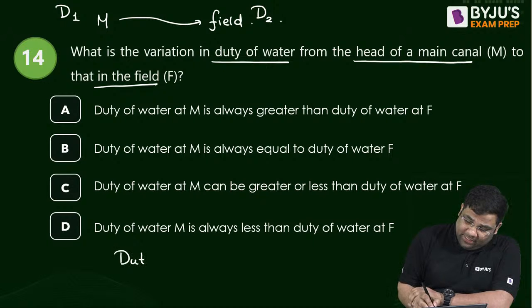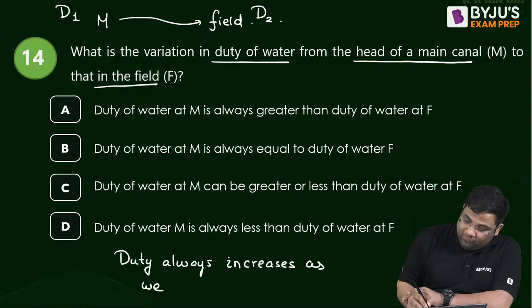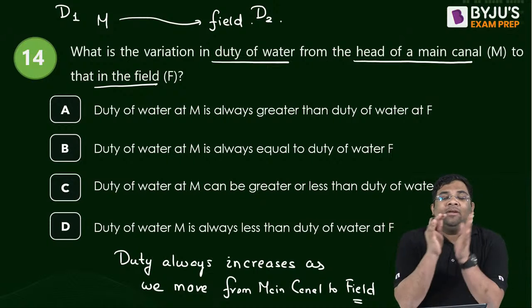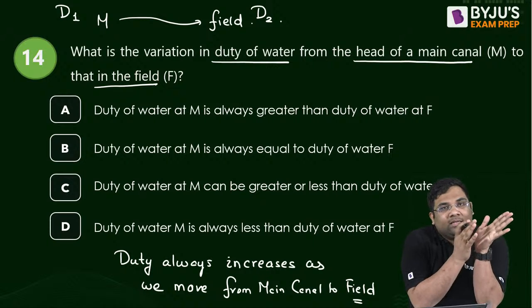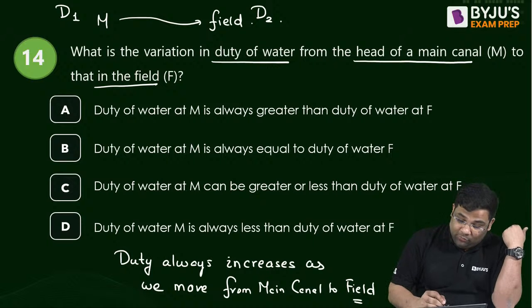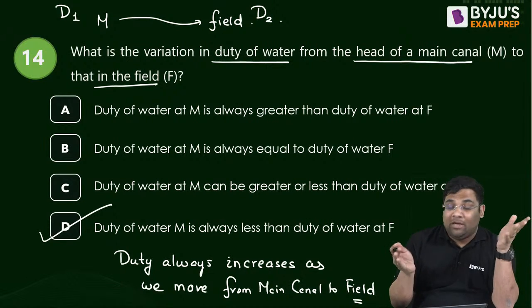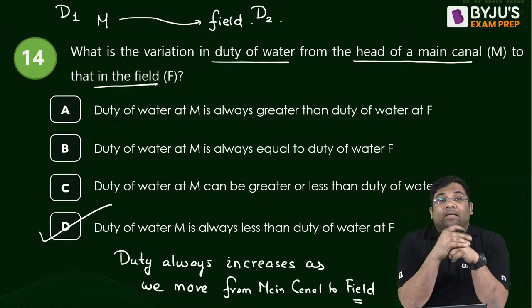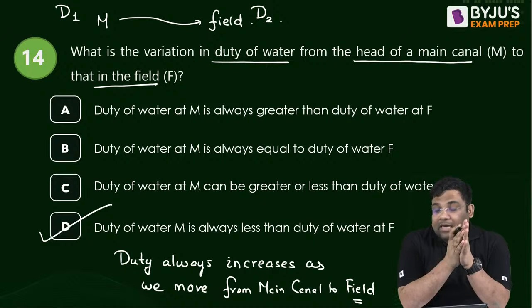Remember this, duty always increases as we move from your main canal to field. Why so? Because the losses will increase, right? At the main canal, the losses will be less. Now, when the water is reaching the field, there will be losses. So duty has to increase, right? So what is the answer? The duty at M will be less than that at F, because as you move from the main canal to the field, the duty will increase. Understood this thing?